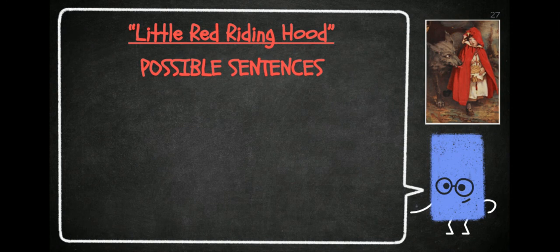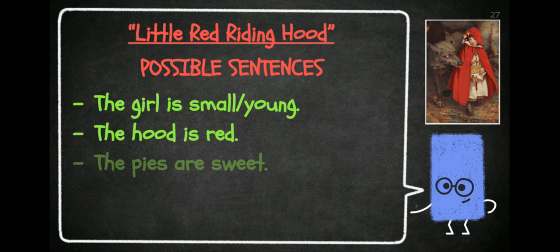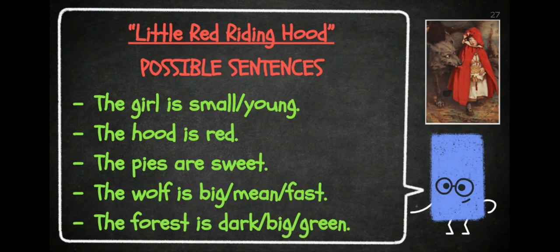Some of the possible sentences that you could have written about Little Red Riding Hood are: the girl is small or the girl is young. The hood is red. The pies are sweet. The wolf is big or mean or fast. And the forest is dark, big, or green.